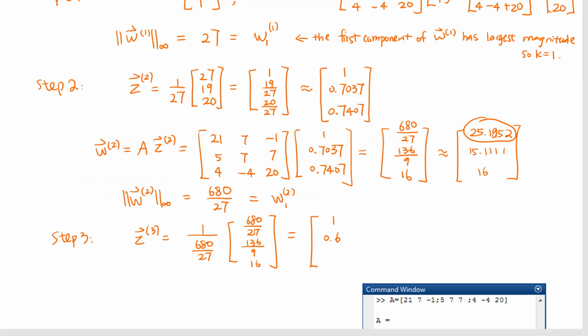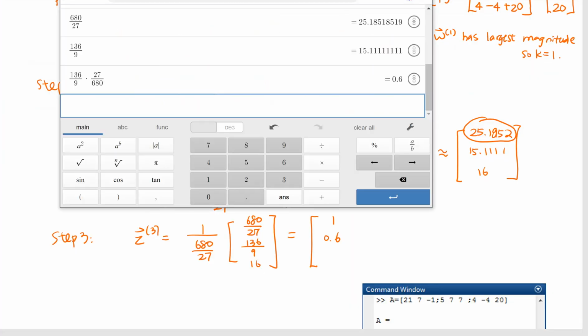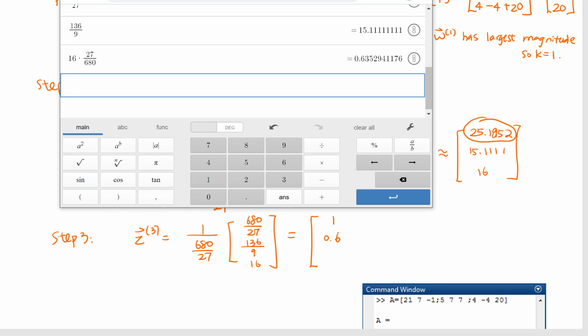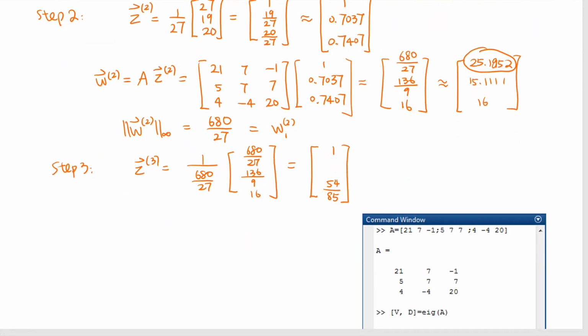And then we have that guy. We can just change 16. Okay. And let's see. This is 54 over 85. So far, so good, everybody. Okay, and actually 0.6 is 3/5. If you want to use the fraction form, it will be more accurate, then we can keep the fraction form.